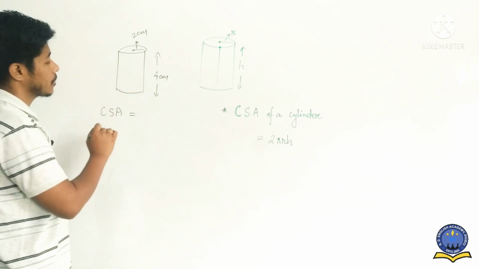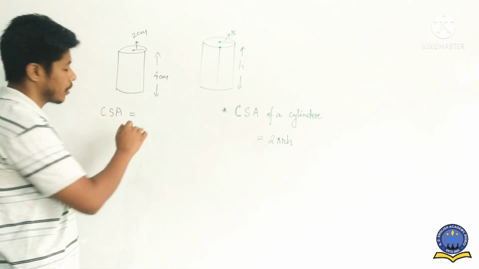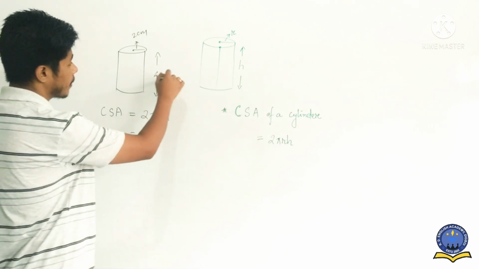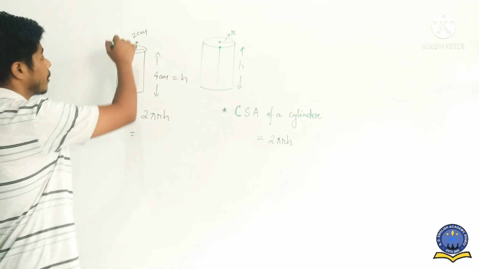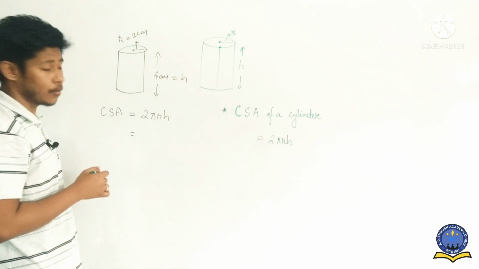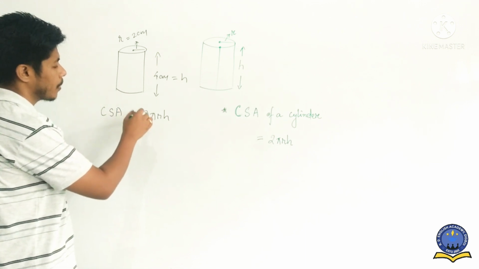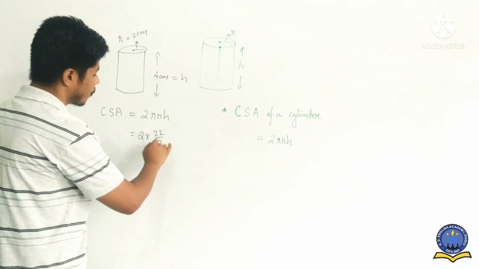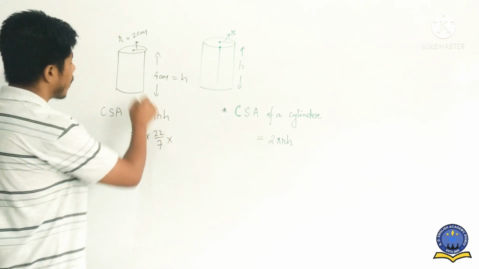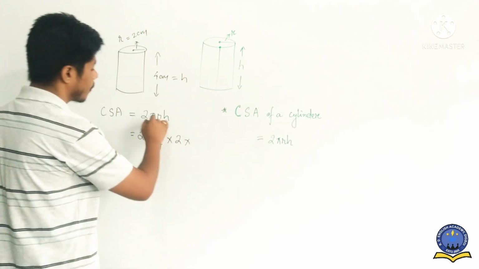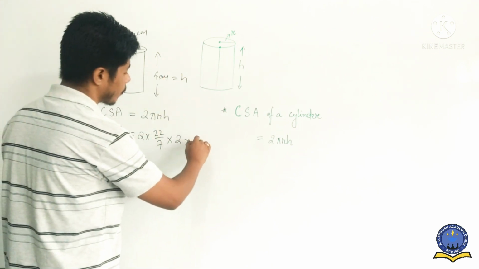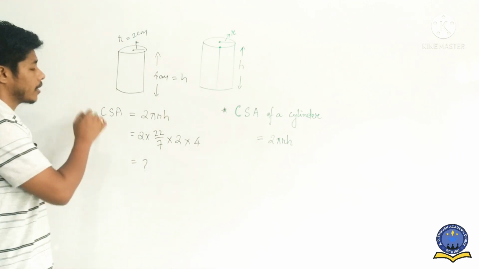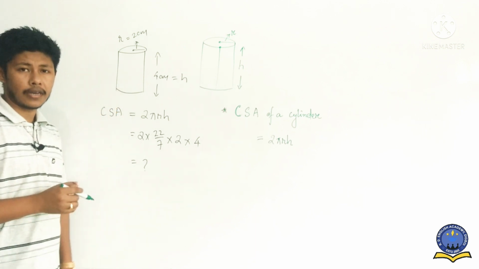No doubt this is a cylinder. So the formula of curved surface area of a cylinder is 2 pi r h, isn't it? In this case, the height is given as 4 centimeter, and the radius is given as 2 centimeter. Just what we have to do is, in place of r and h, put these two values. In place of pi we can put 22 by 7. Into r, 2 centimeter we put here, into height, 4 centimeter we put. If you calculate this, we get the answer, which is the curved surface area of this cylinder. Is it clear?